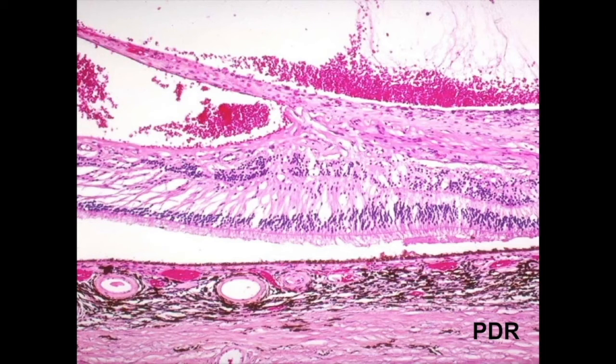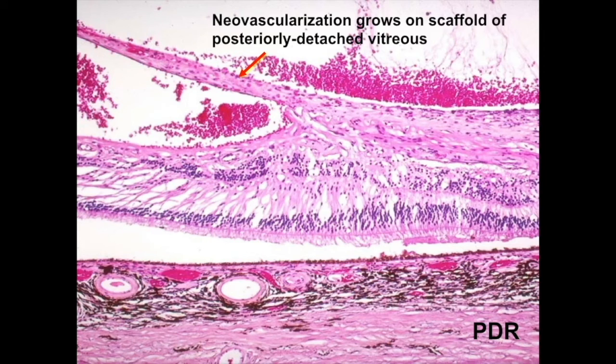In this case of proliferative diabetic retinopathy, we see neovascularization growing on the scaffold of posteriorly detached vitreous. There is blood between the detached vitreous, forming a subhyaloid hemorrhage, and also blood above the neovascularization as a vitreous hemorrhage.